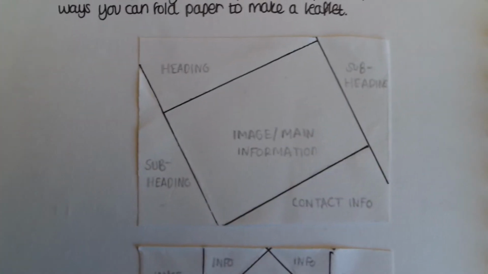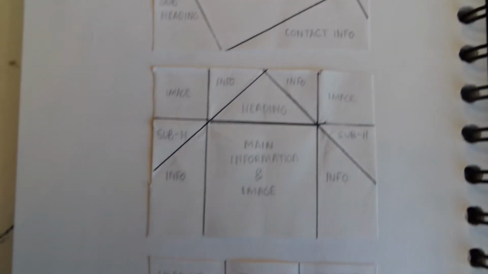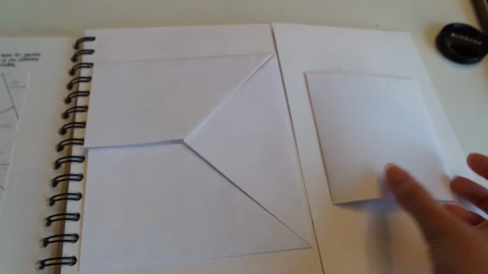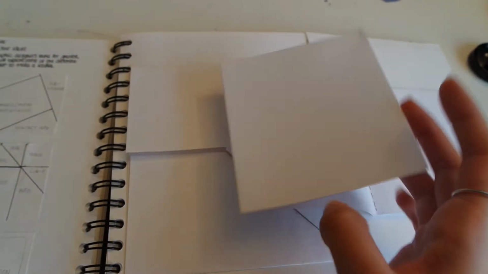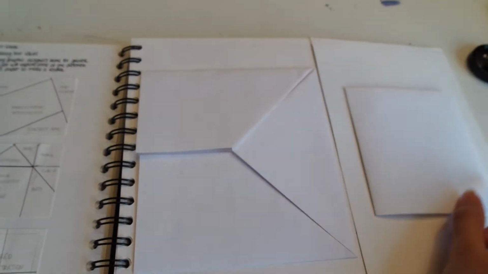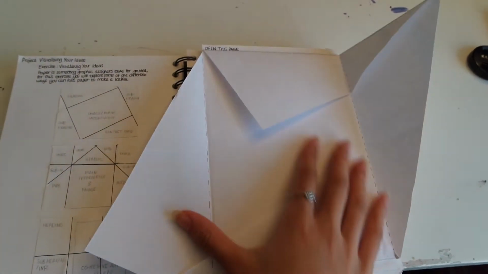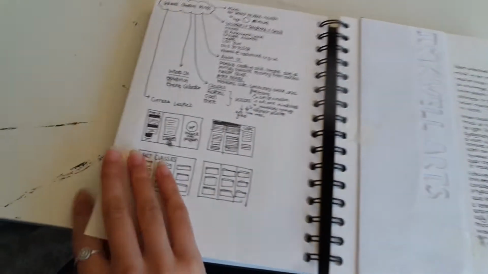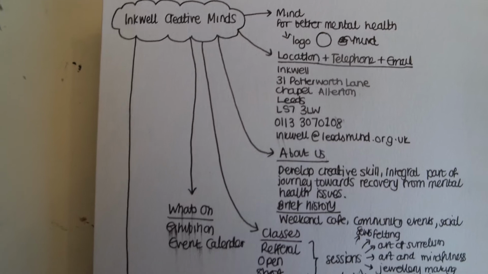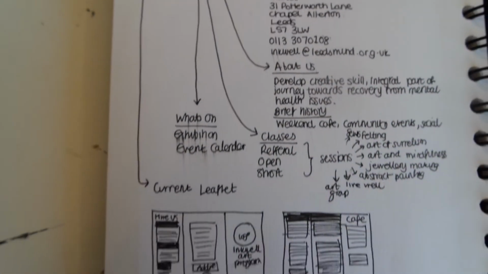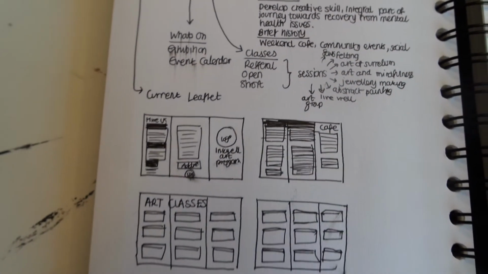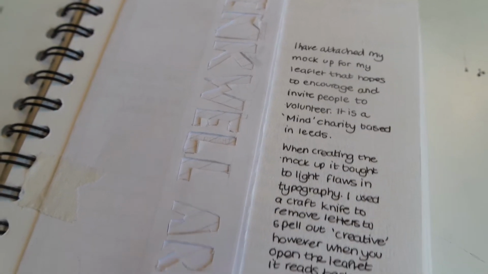I explored the way you can fold A4 paper and I attached these outcomes to my sketchbook. I also did mini sketches to show where I created these folds. For this exercise, I decided to create a leaflet for the mental health charity that I volunteer for. I gathered all the information I needed and then began my mock-up.